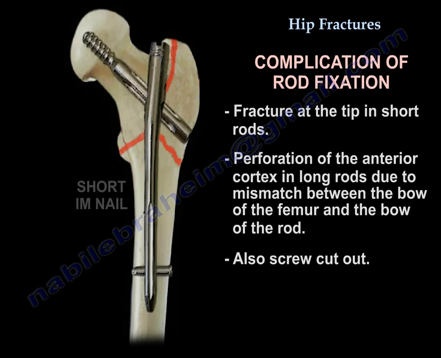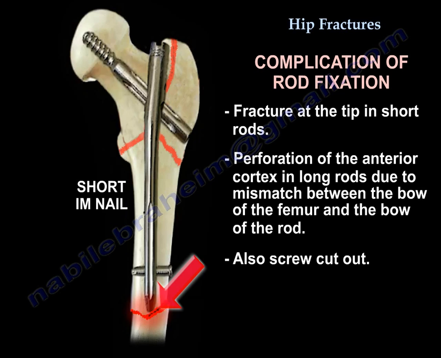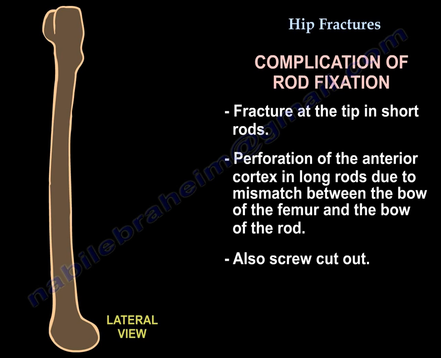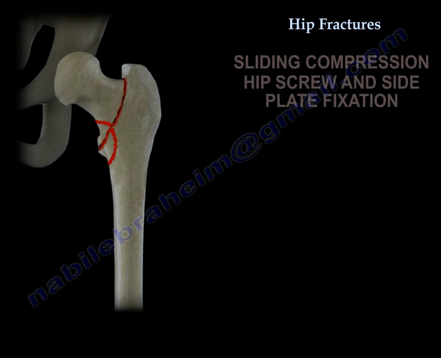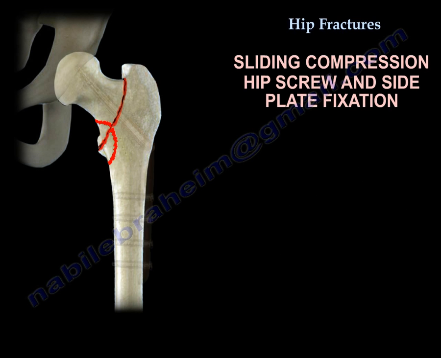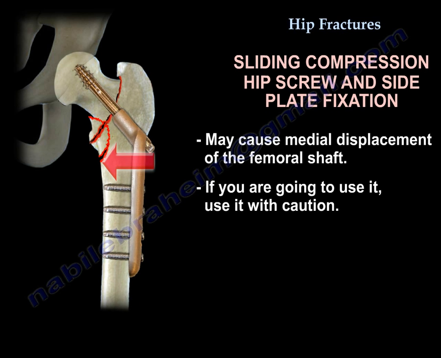Complications of the rod can be fracture at the tip in short rods or perforation of the anterior cortex in long rods due to mismatch between the bow of the femur and the bow of the rod. Also, screw cut out. How about a sliding compression hip screw and side plate for this type? It's easy, but it may cause medial displacement of the shaft. If you're going to use it, you've got to use it with caution.